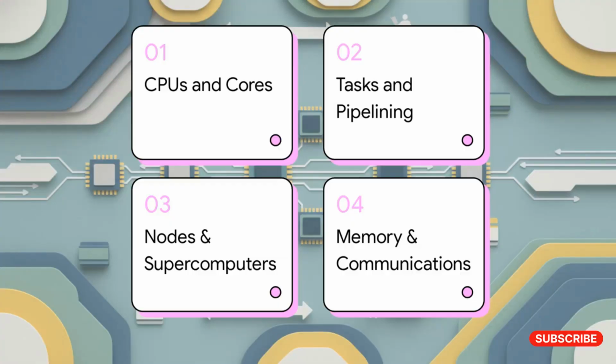Here is our structural roadmap for today. We're looking at 1. The brain, CPUs and cores. 2. The work, tasks and pipelining. 3. The machine, nodes and supercomputers. And finally, 4. The ecosystem, memory and communications.